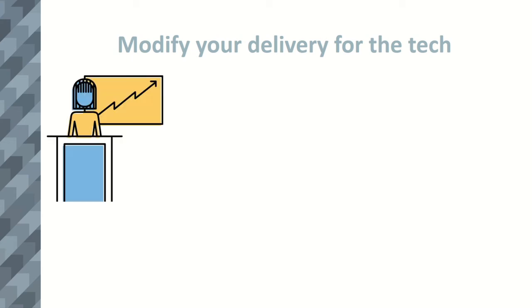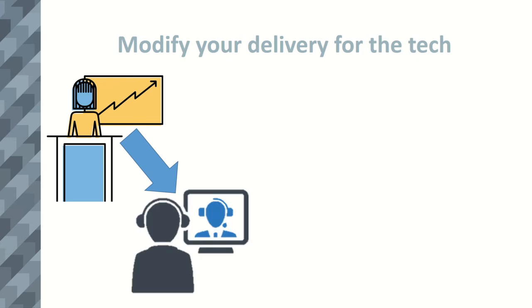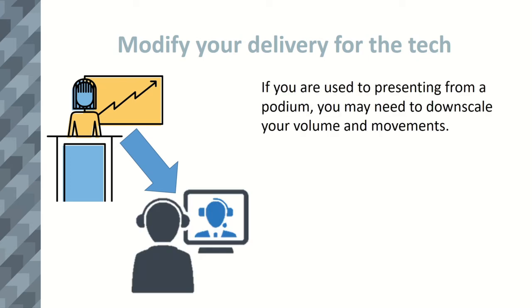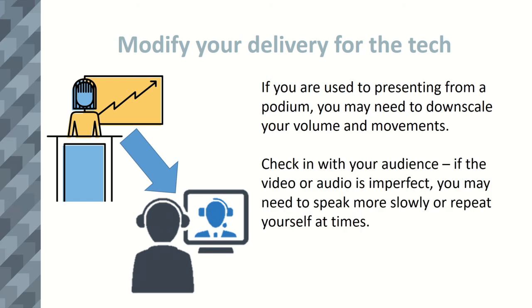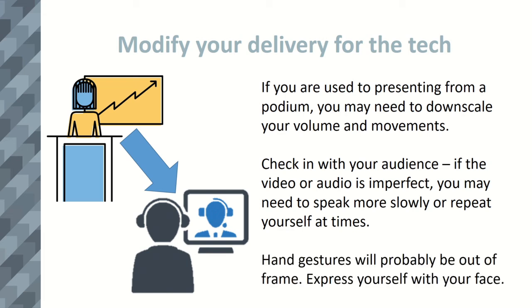When it comes to your voice and movements, the skills you have developed from presenting in person may need to be tweaked a little bit for presenting online. If you're used to presenting from a podium, you may need to downscale your volume and movements. With the camera and microphone placed close to your face, you don't need to project your voice as you would for a large room. You can adjust your voice on the day by checking in with your audience. If the video or audio is imperfect, you may need to speak more slowly or repeat yourself at times. Remember also that hand gestures will probably be out of frame. Try expressing yourself with your face rather than your hands or body movements.